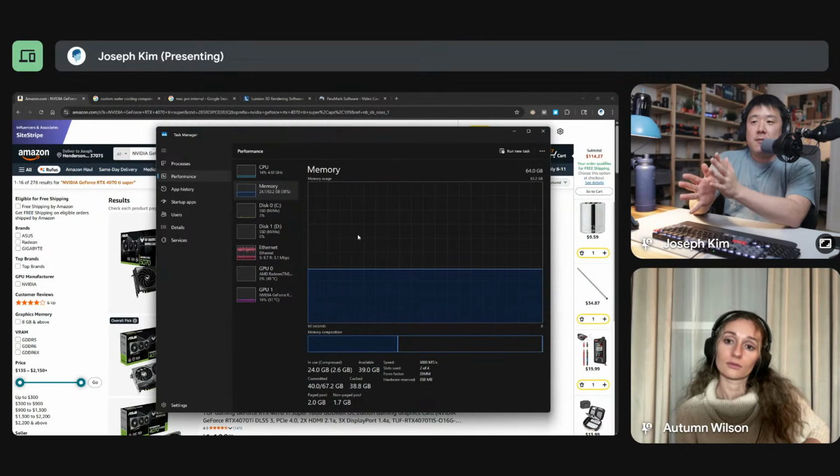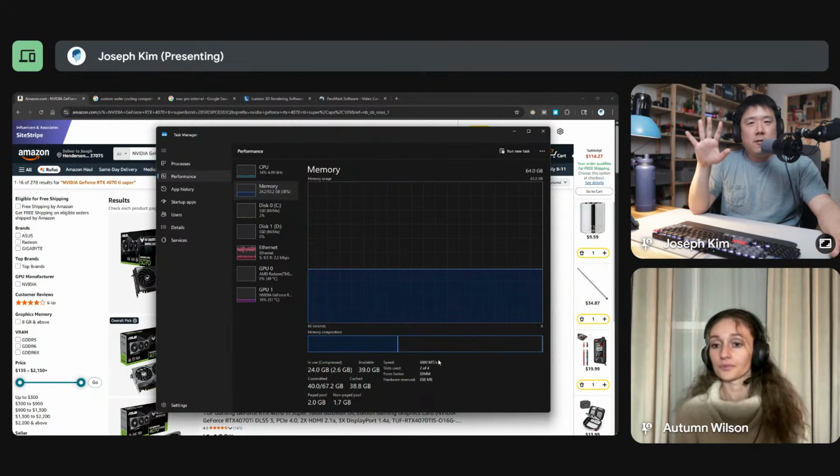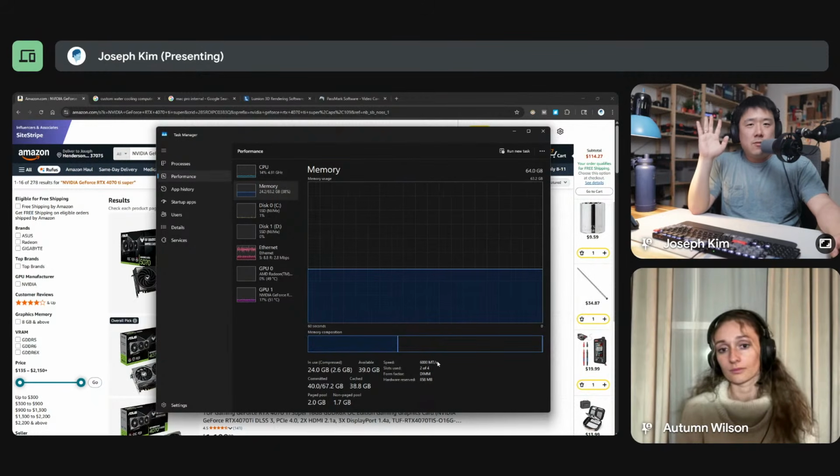Memory does have speed in question. So, for example, my speed is 6,000 mega transfers per second. That's a very high number, and probably I don't need to be as fast as that. If you're somewhere around 2,000, 3,000, you're still okay. That is still fast enough, and that's probably what the majority of people have.